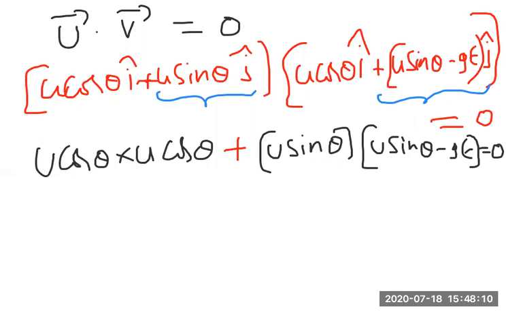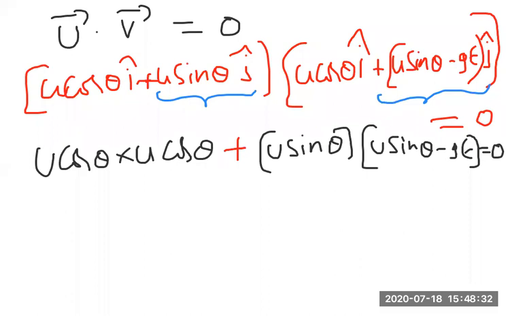Dot product means first i cap component multiplied with i cap component; i cap dot i cap is 1, so nothing to discuss about that one. Similarly, j cap dot j cap is 1, so nothing to worry about that one also. So simply u sin theta minus gt. Adding these two terms, now equal to 0.